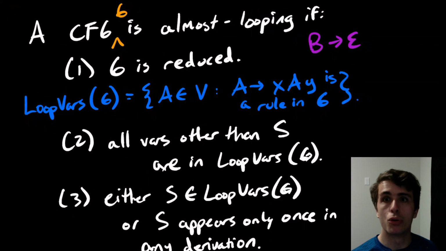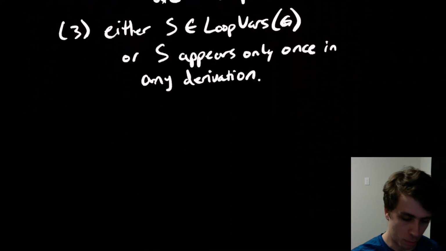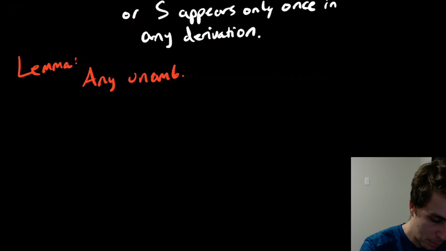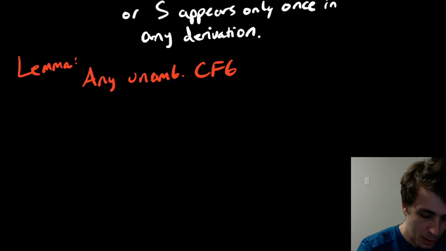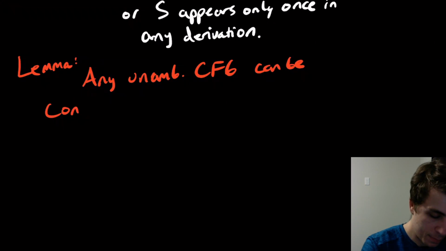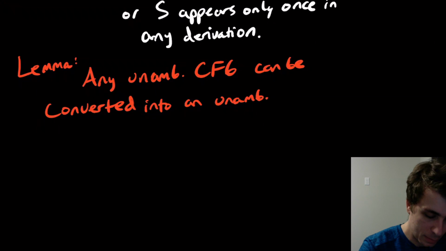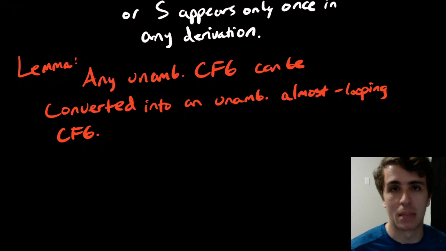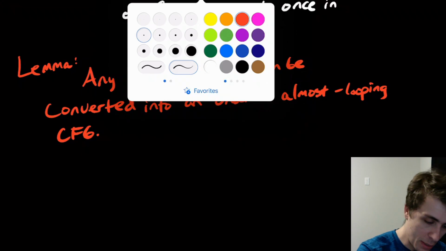Okay, so we're going to prove that any unambiguous grammar can be converted into an unambiguous grammar that is also almost looping. So that's what we're going to prove right here. So lemma, any unambiguous, I'm going to shorten it to that, CFG can be converted into an unambiguous, almost looping CFG. And of course, it has to have the exact same language.